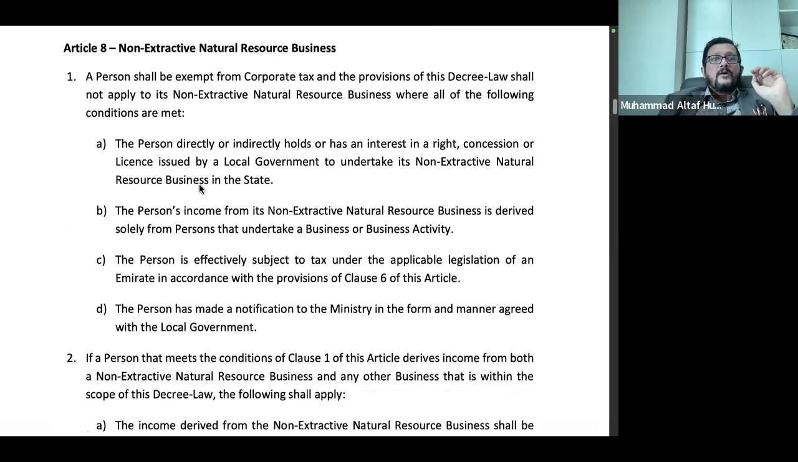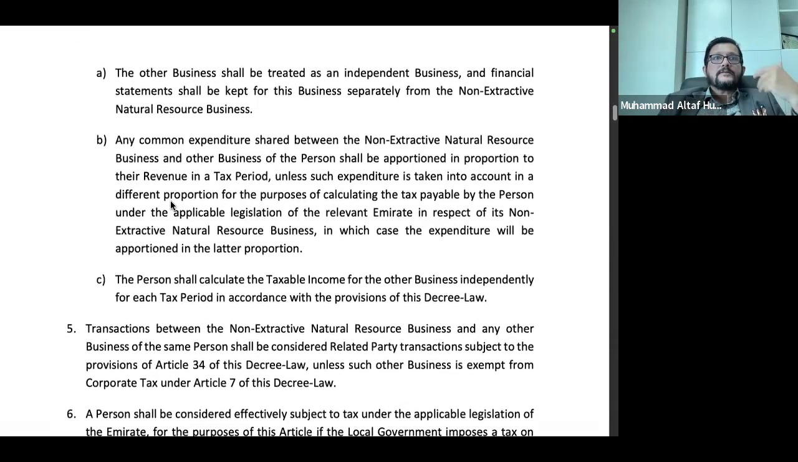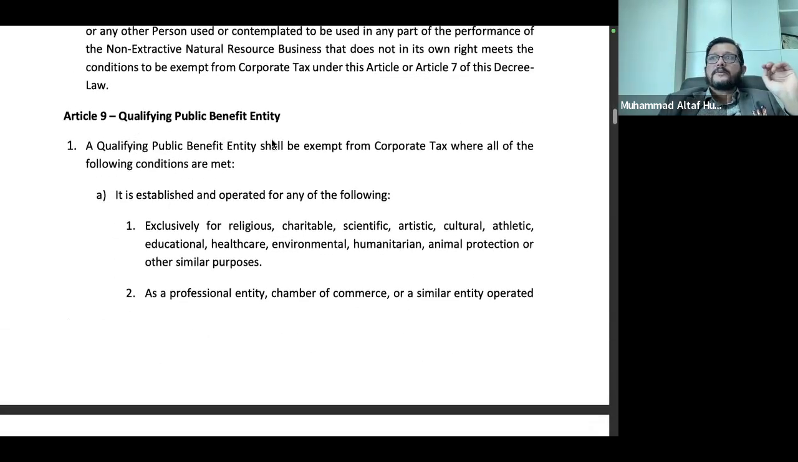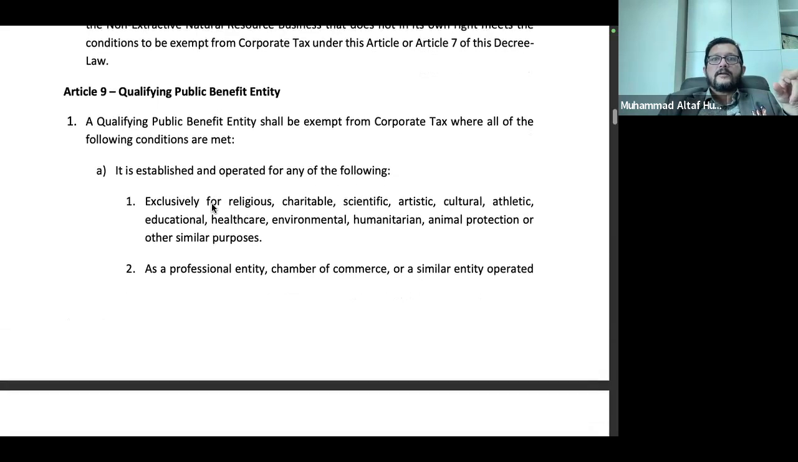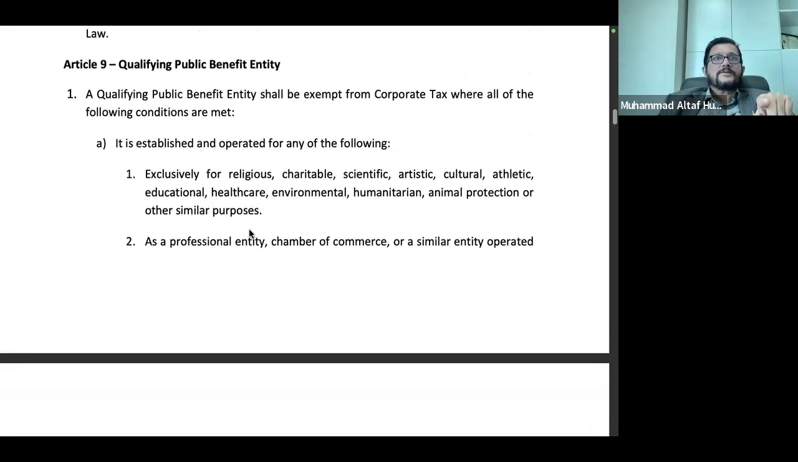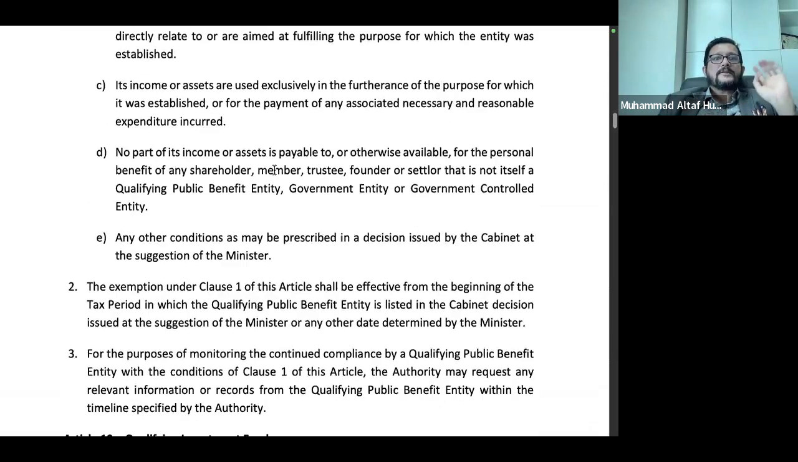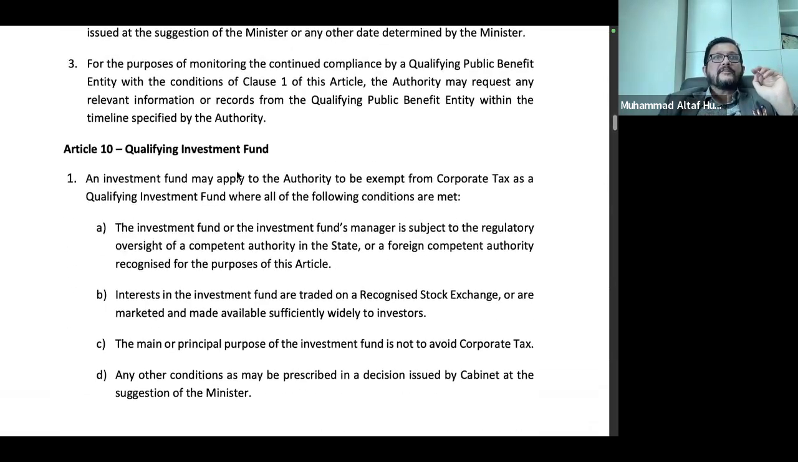Now, these first 4 categories, government, government controlled entities, extractive, non-extractive. After these 4 broad categories, the next thing that comes in is different. Now these are slightly different. Qualifying public benefit entity. That's an entirely different exemption, right? So the conditions have been mentioned here. It has to be all welfare, this, that, mandate has to be there, charter has to be there, etc., etc. Right? Then qualifying investment fund.